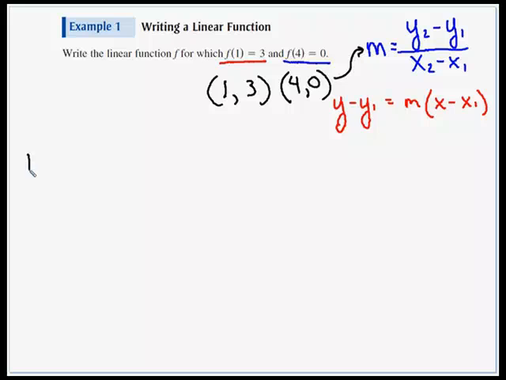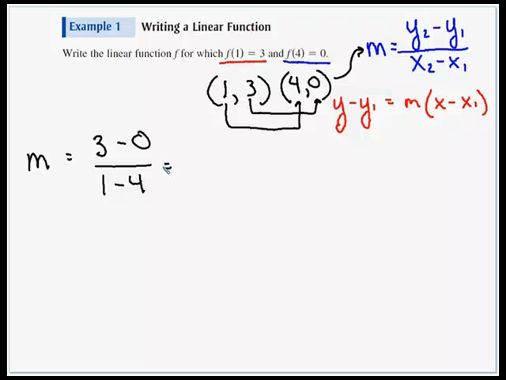So I'm going to write my slope. M equals, and I'm going to subtract left to right. 3 minus 0 is my numerator. 1 minus 4 is my denominator. So 3 minus 0 is 3, 1 minus 4 is negative 3, and if I divide those I get 1, and I have a negative there, so my slope is negative 1. M is my slope, and that's equal to negative 1.